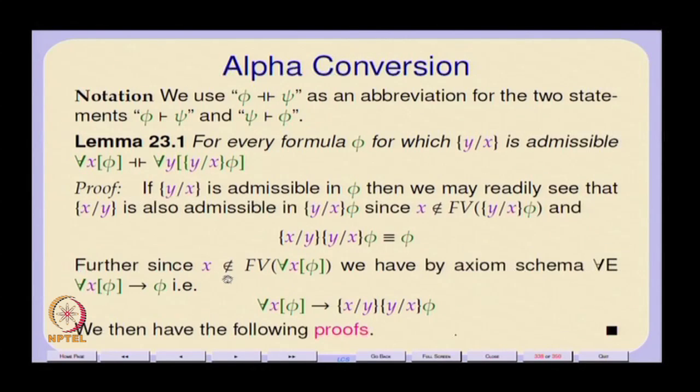Further, x is clearly not a free variable of for all x phi. Which means that I can apply the universal instantiation rule, for all elimination, to get for all x phi arrow phi, where of course I am going to take this phi as basically obtained from phi by two substitutions. First y for x and then x for y, right. Okay, so I essentially get this as a particular case of the universal instantiation formula, right.